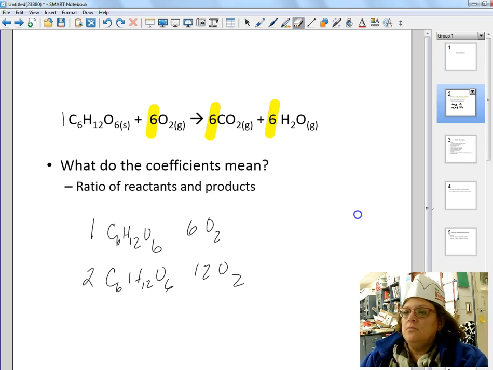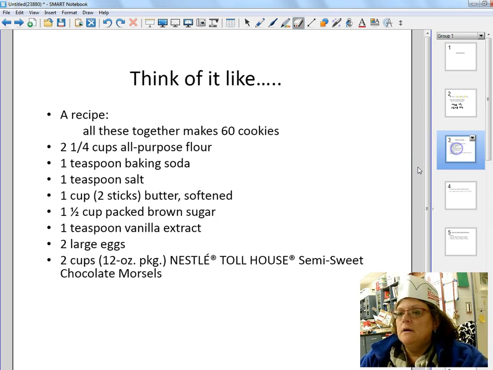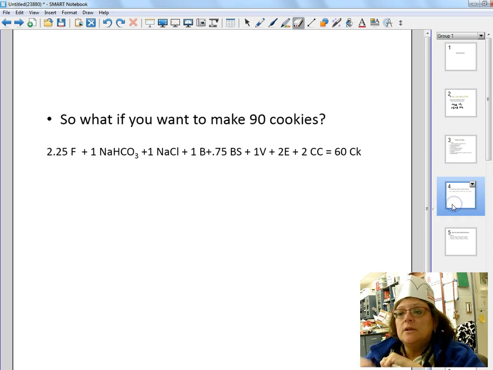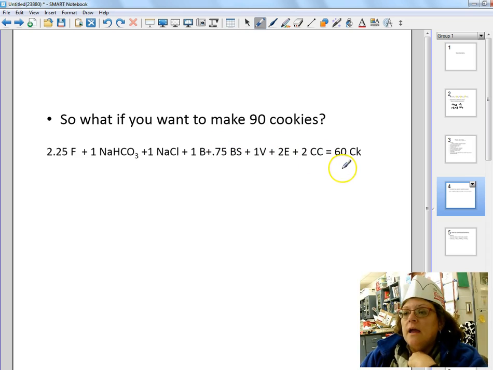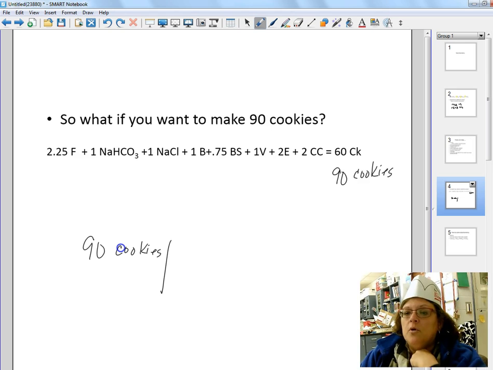Now, this is the kind of thing you would use if you were doing a recipe. Let's say I wanted to make cookies. This is my mother's favorite recipe for making chocolate chip cookies. This recipe makes 60 cookies, but let's say I want to make 90 cookies. If I want to make 90 cookies, I have to figure out those ratios. And the way I do that, if I want 90 cookies, I'm going to multiply that by the number of cookies normally you would make.